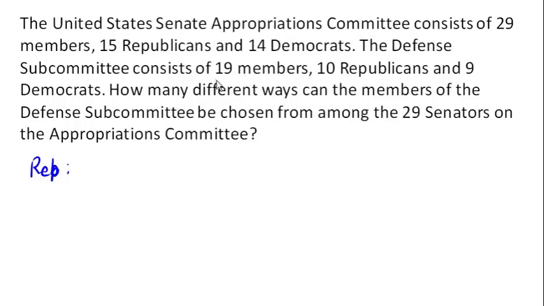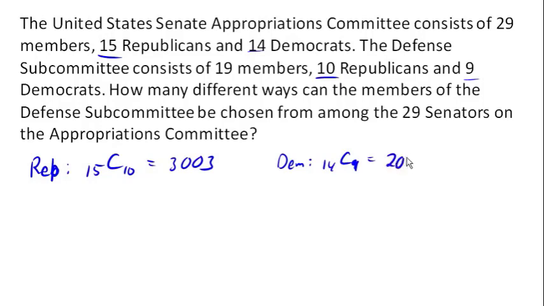Okay, so for the Republicans, we have 15 Republicans overall, and 10 of them are going to end up on the subcommittee. So from the 15 Republicans, we're going to pick 10 of them, and order does not matter, so we're going to use combinations. And that turns out to be 3,003. For our Democrats, we have 14 Democrats altogether. 9 of them are going to end up on our committee. So 14 choose 9, and that comes out to be 2,002 different ways.